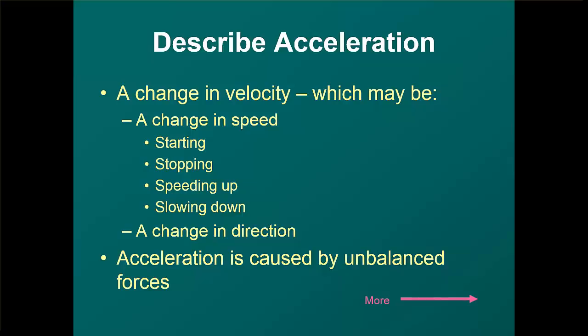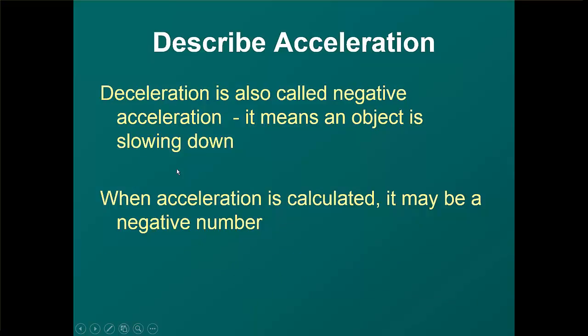Of course, the easiest way to remember it is just to remember that acceleration is a change in velocity, because velocity already has a direction, remember. And acceleration is caused by an unbalanced force. Now, deceleration is also called negative acceleration. It just means the object is slowing down. When acceleration is calculated, again, it could be a negative number because that means it's slowing down.